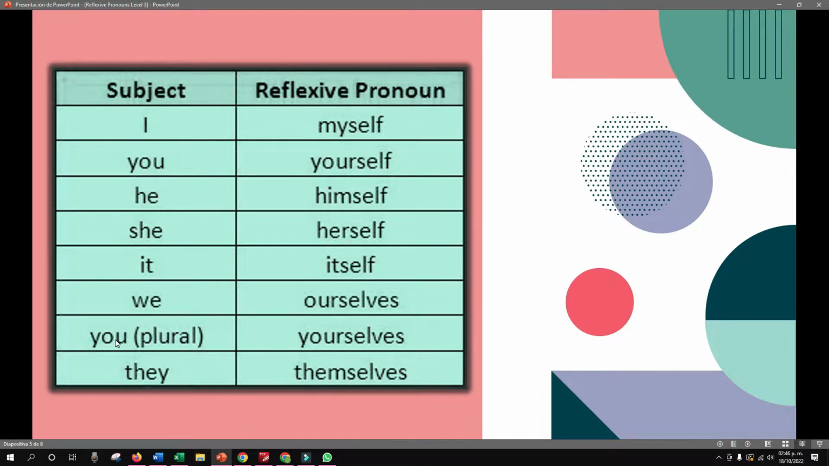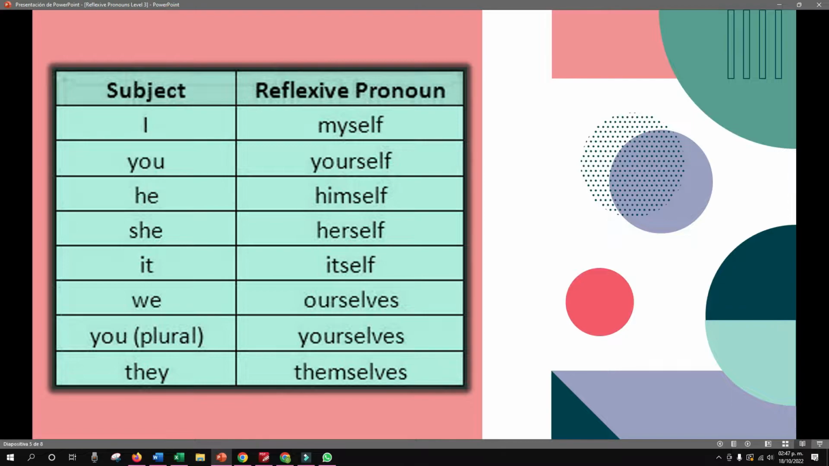Y con respecto a you plural, yourselves, ¿verdad? Vean también, de acuerdo al contexto, usted va a saber si va a ser el plural o si están hablando en singular. Y recuerden que, vean, la terminación de la palabra es diferente. Entonces, de acuerdo al contexto que usted tenga, ya sea en un párrafo, en una oración, usted va a determinar si están hablando en singular o si están hablando en plural. So you have there I, myself.